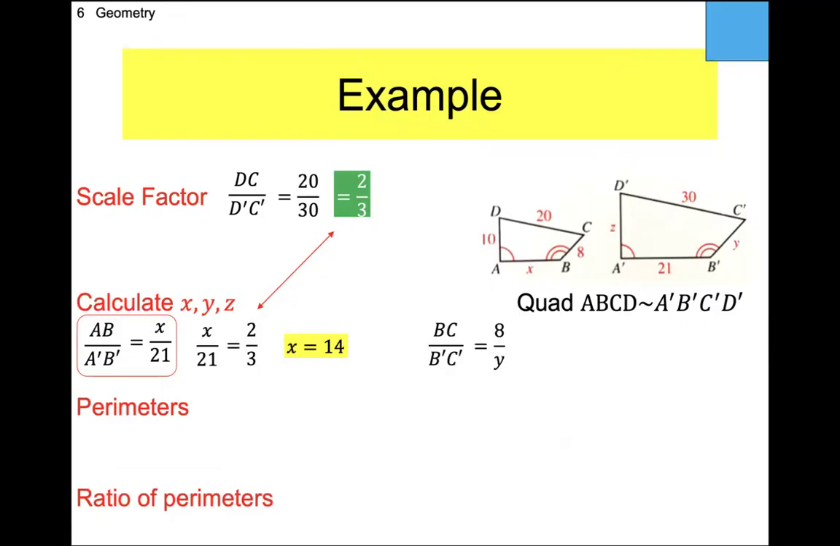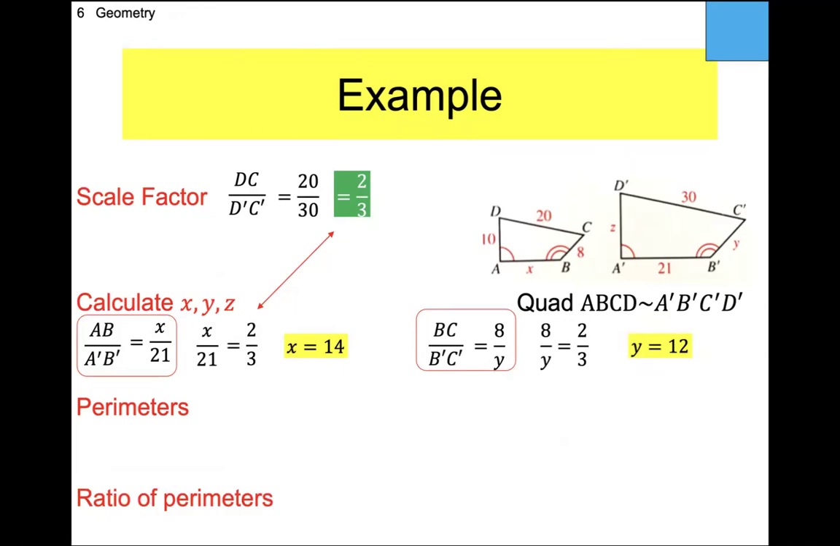So 8 is on the small, Y is on the large. So I would need the scale factor of small to large, and that's 2 over 3. If I were to choose the other way around, Y over 8, then I would need to use 3 over 2. Make sure you understand that. Rewind, play that one again. All right, cross multiply. 8 times 3 is 24, divided by 2 is 12.